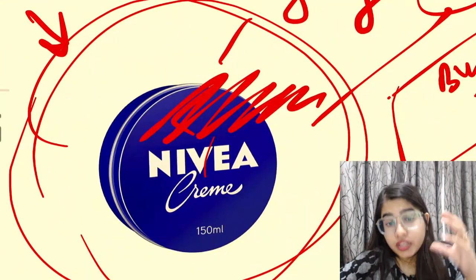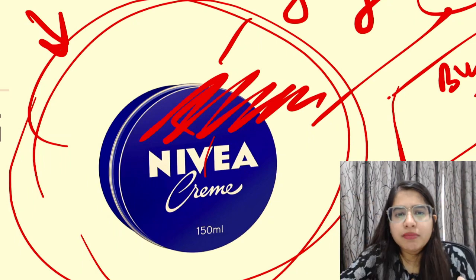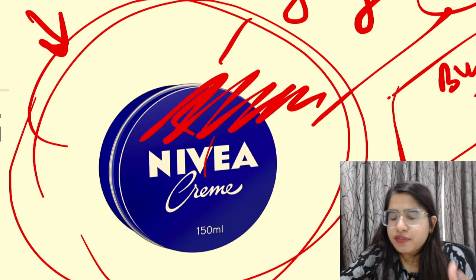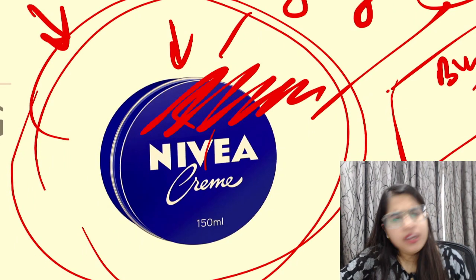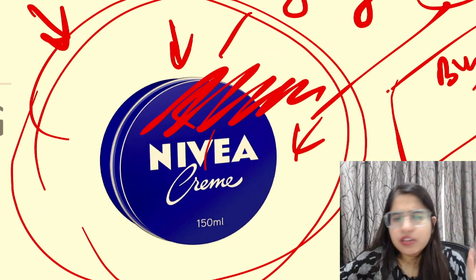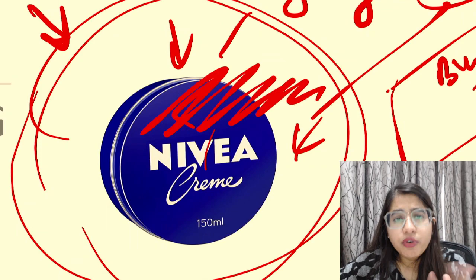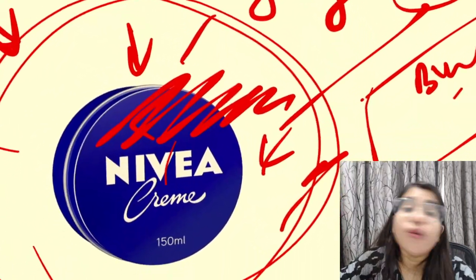Here, of course, they have made a very good brand image. They have made an image of themselves. They have made a brand name of themselves, that if anyone sees this blue and white dabbi, Nivea automatically comes to their head, that yeah, this is Nivea cream or this is Nivea product, because they got so famous with this blue and white thing. So why would someone else be allowed to take advantage of this?